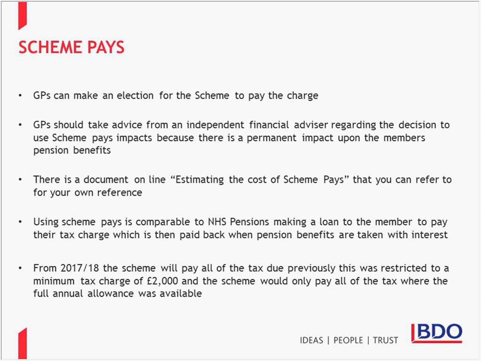I've previously discussed the scheme pays elections. There was a threshold of 2,000 for 2017-18, whereby the scheme will pay all of the tax. So for 2017-18, if you had an abated allowance, there was an element of tax that you had to pay personally. And also, if your tax charge was less than 2,000, you couldn't use the scheme pays election, but all of those restrictions have now been lifted.